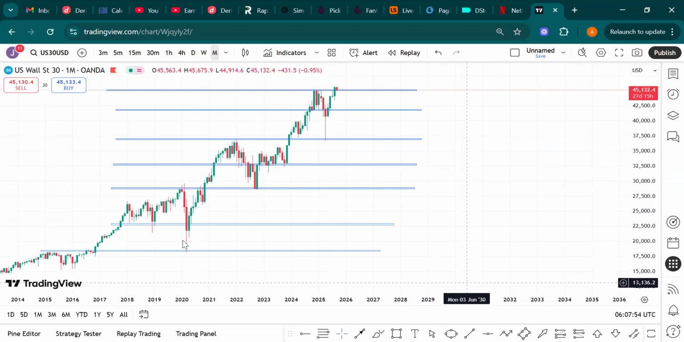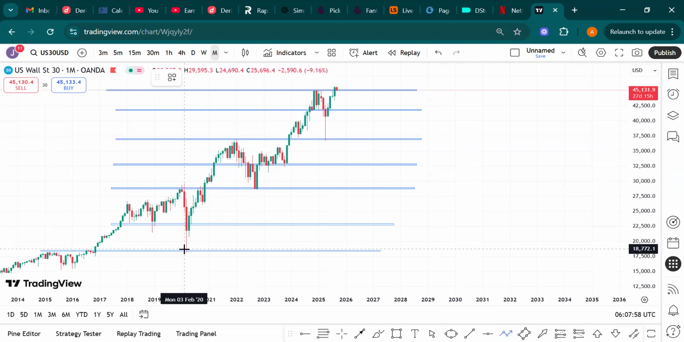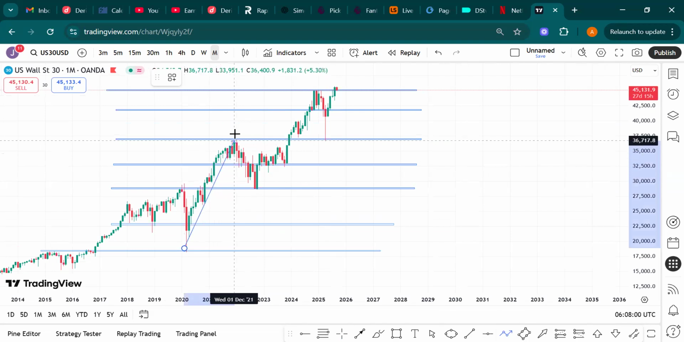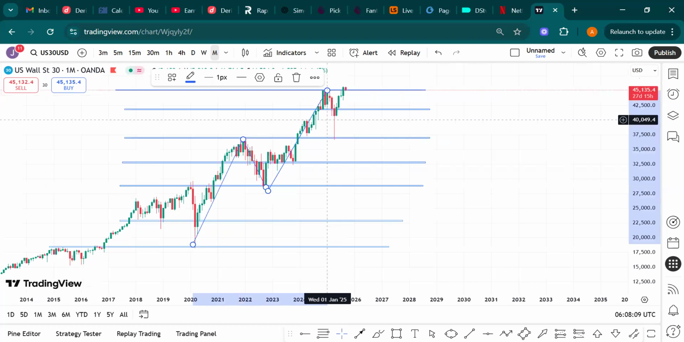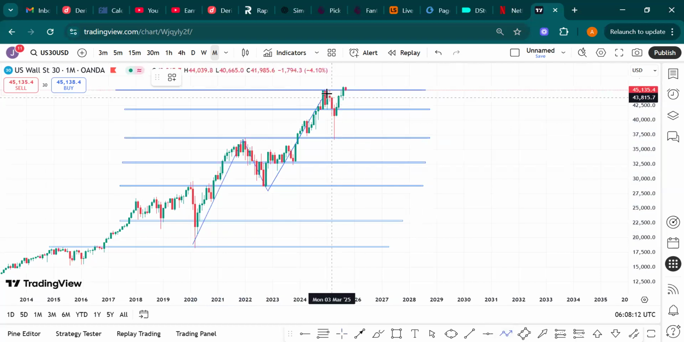How do I mean? If we look at this move from 2020, the market made a big impulsive movement upwards, retraced down a bit, embarked on another big impulsive movement, made a little retracement, and it is currently on the impulsive leg.